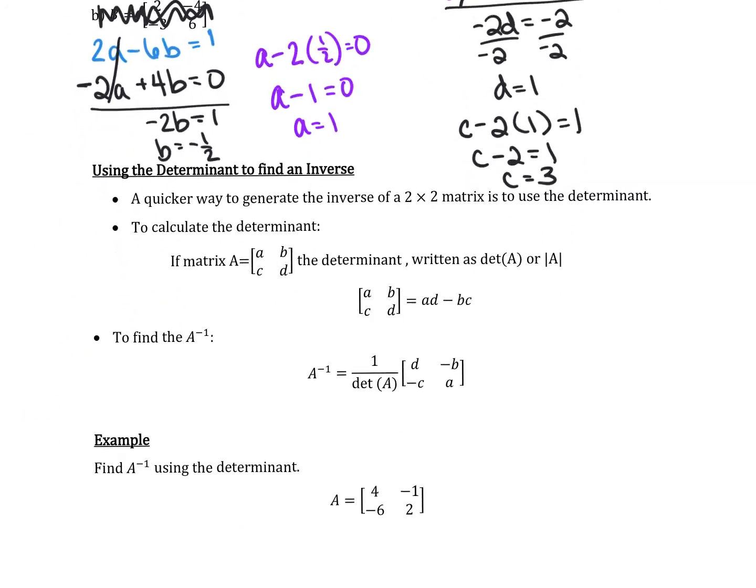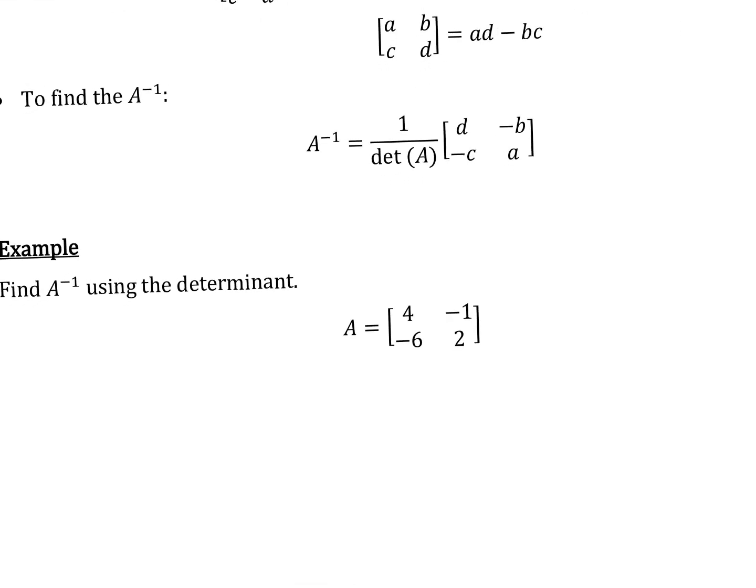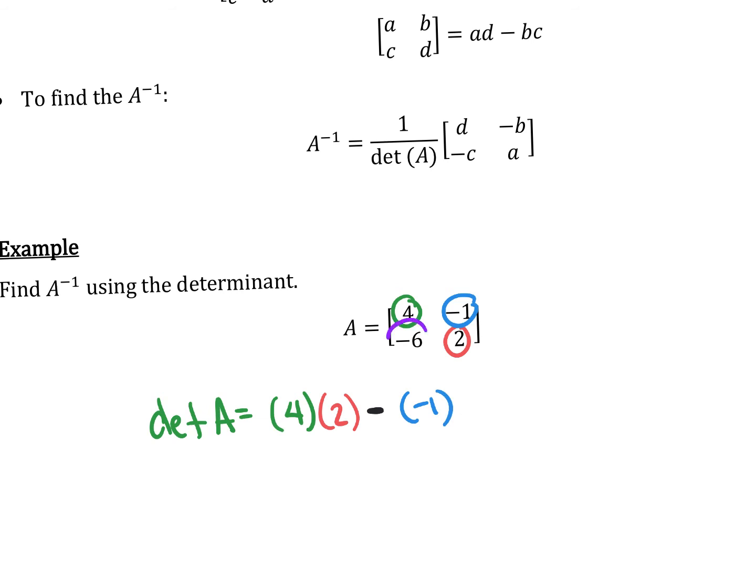or on our original problem that we did, we're going to find the determinant of this matrix, 4, negative 1, negative 6, and 2. So to find the determinant of it, the determinant of A is equal to, we multiply 4 times 2, and we subtract off negative 1 times negative 6.